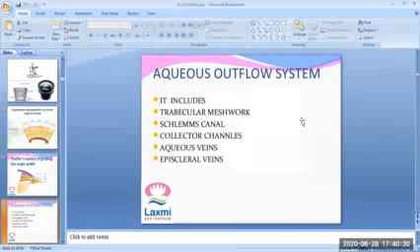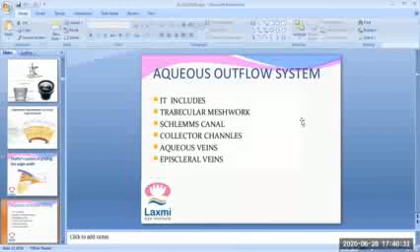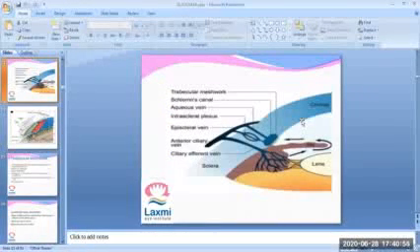And then we come to the aqueous outflow system. The third important thing among the principal ocular structures is the aqueous outflow system. It includes the trabecular meshwork, Schlemm's canal, collector channels, aqueous veins, and the episcleral veins. Here is an image of the aqueous outflow system. We will discuss it here.